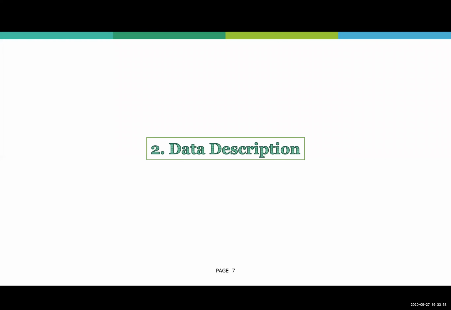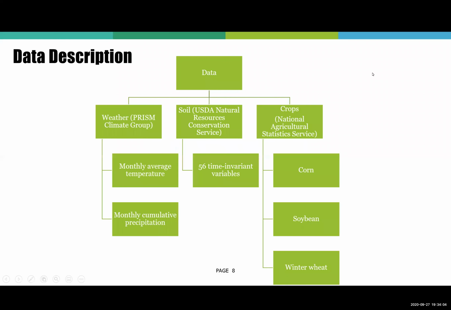We next provide a brief description of the data. Our empirical study uses the following 3 types of data. The first type of data is the weather data, including the monthly average temperature and the monthly cumulative precipitation. These data are obtained from the PRISM Climate Group. Given the importance of soil, our model exploits soil data by incorporating 56 of the relevant soil variables. The last type of data is the crop data.